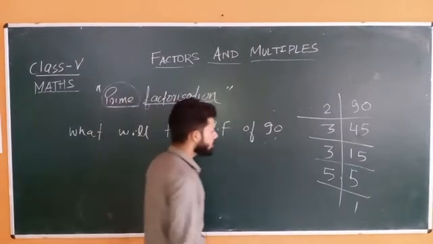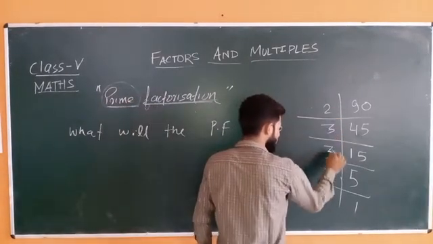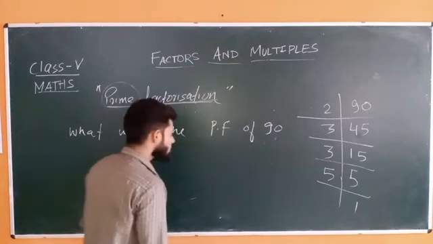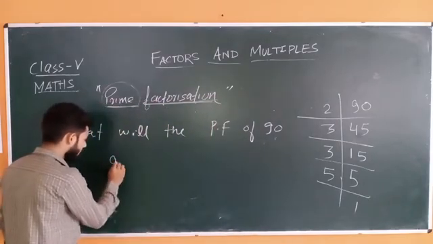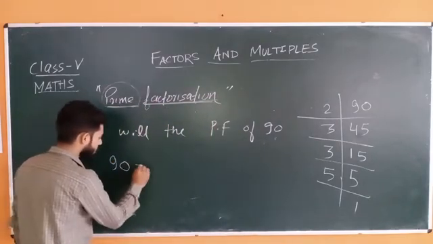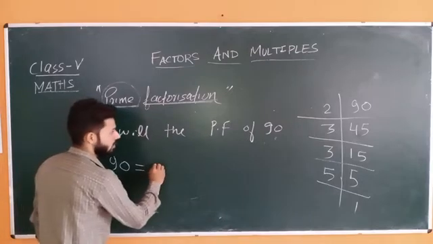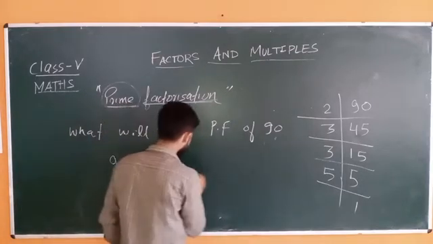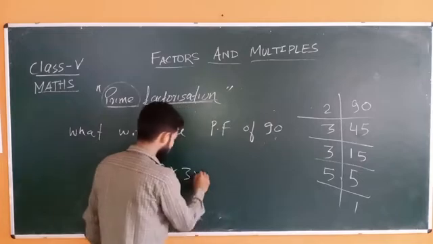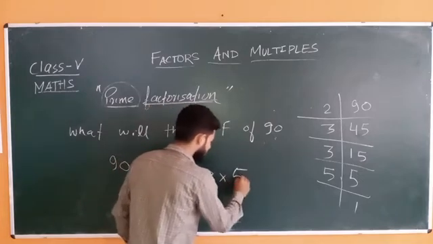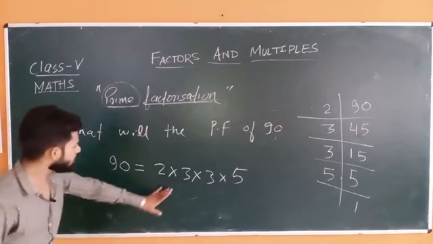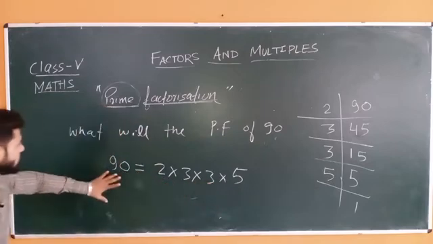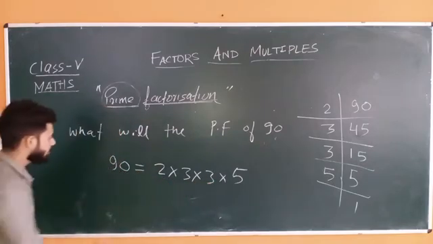So how many prime numbers are you getting? 1, 2, 3, 4 numbers. So the prime factorization of 90 is 2 into 3 into 3 into 5. If you multiply all the numbers, then definitely you will get 90. So this is the prime factorization.